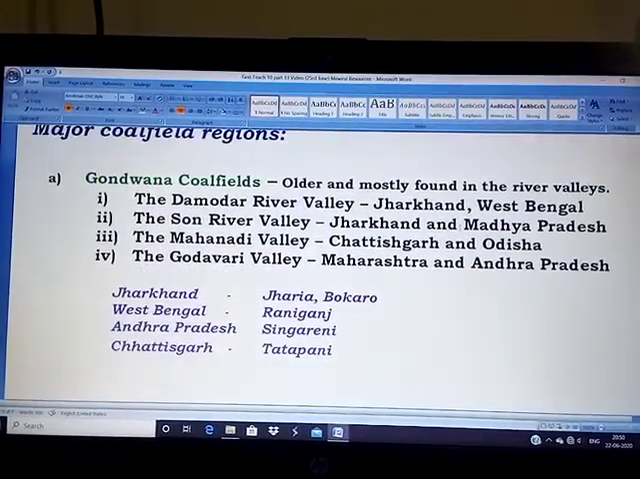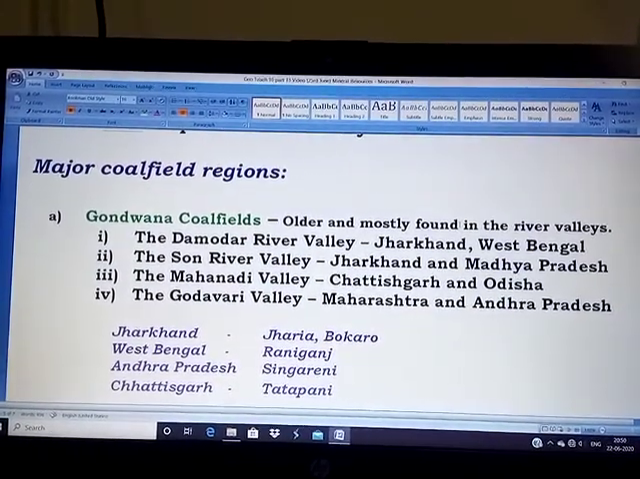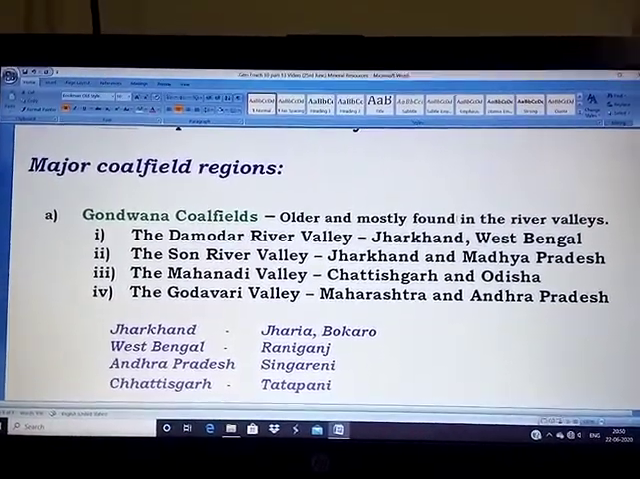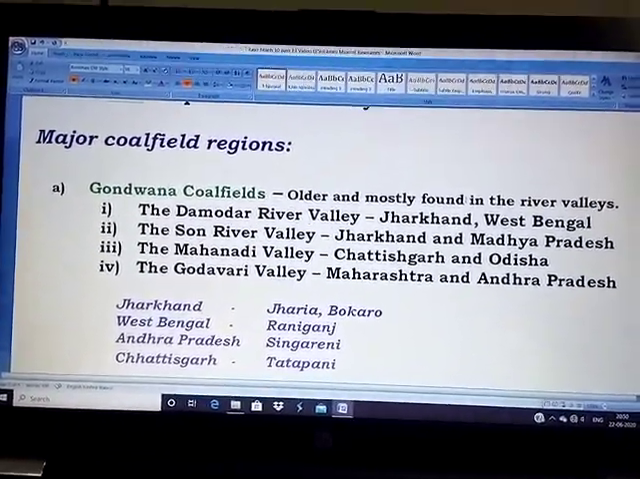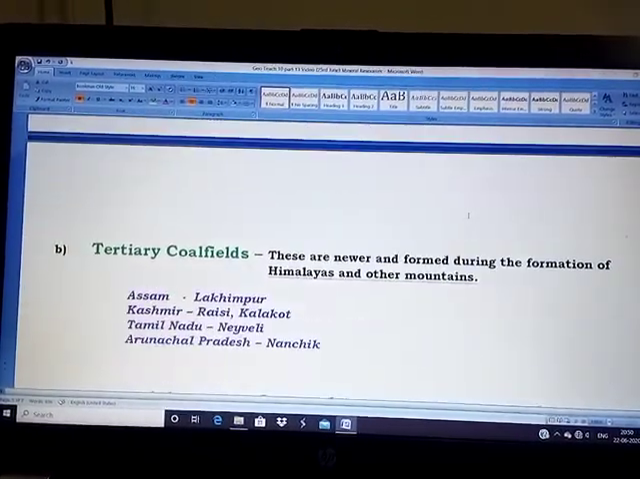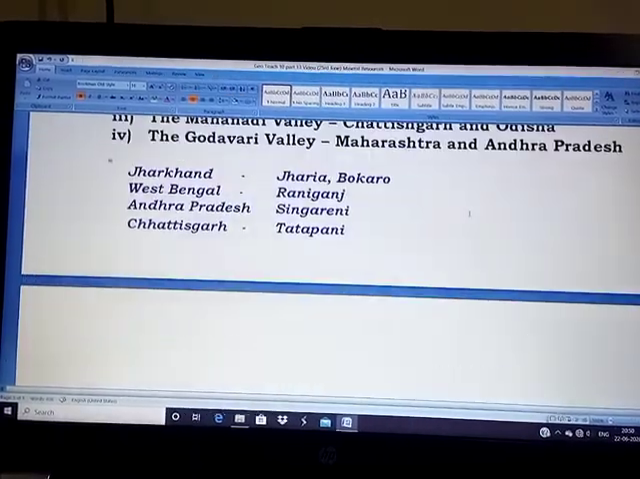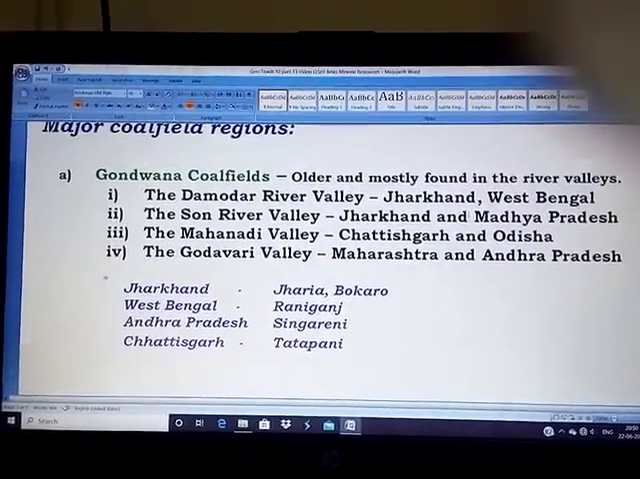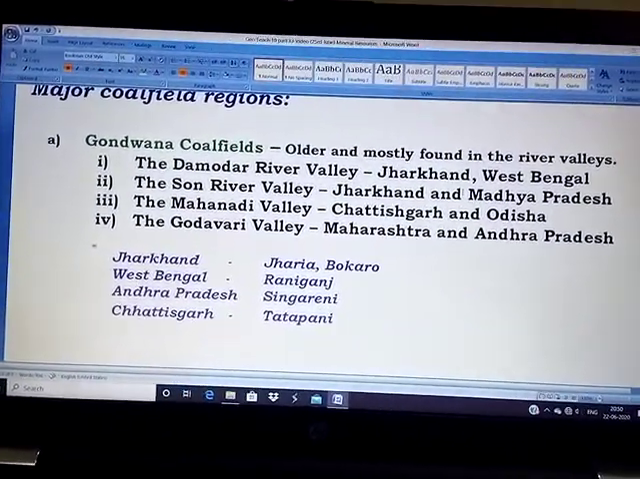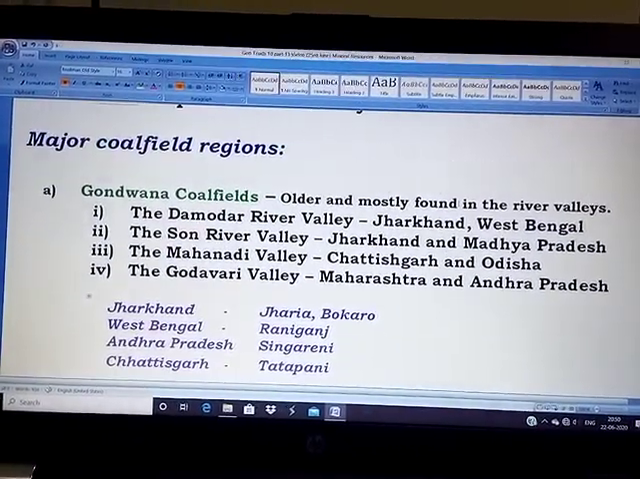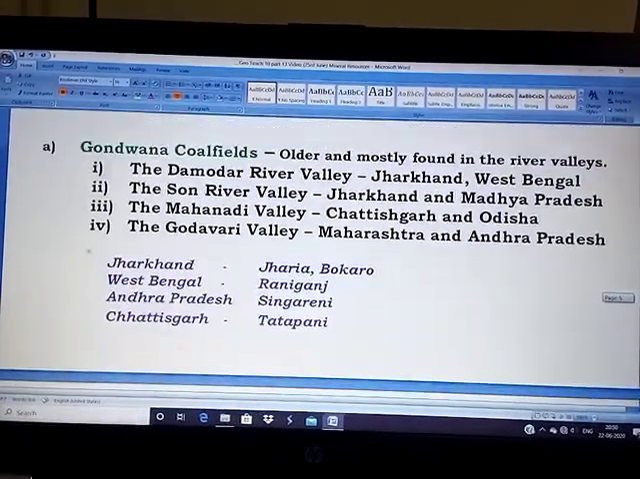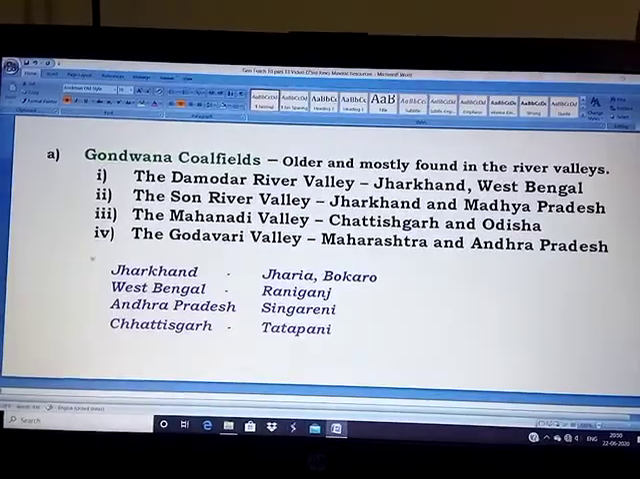The major coalfield regions are divided into two sets. One is called the Gondwana coalfields, and the next one is known as the tertiary coalfields. Now, the Gondwana coalfields are basically the older type of coalfields, one of the first coalfields, and they are mostly found in the river valleys.